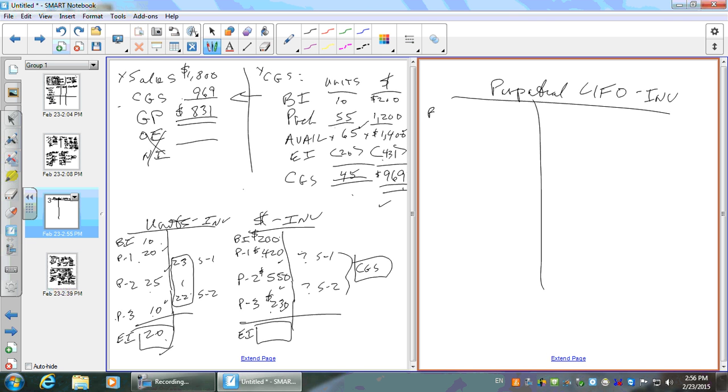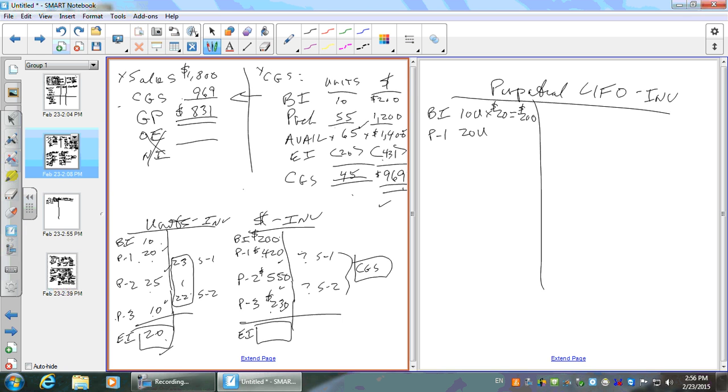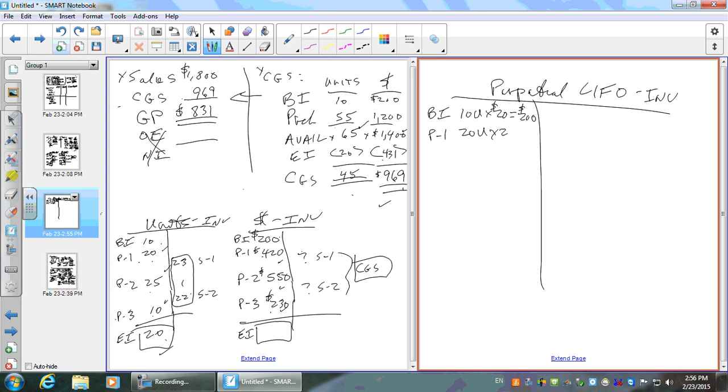Beginning inventory is what? How many units was it? 10 units. What'd they cost? $20. How much was that? $200. Okay, so there's where I'd start. Then what's the first thing that happens? Purchase one. The first thing in date sequence is purchase one. How many units was it? 20. What'd they cost? $21. I have 2 layers of inventory right now. That's 210, or 420? Sorry, 420, wasn't it?